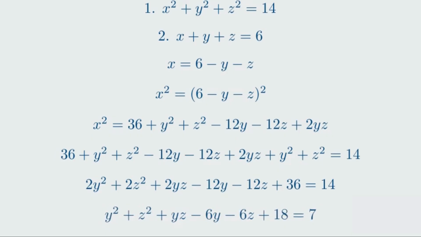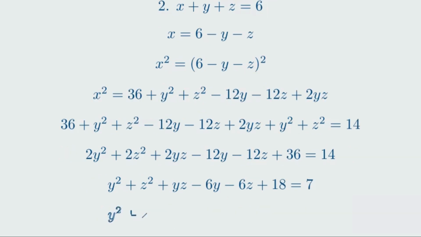Ah, here it is. The mistake was right here. Dividing the right side of 14 by 2 gives 7, not 14. This changes everything. Let's correct it. Subtracting 7 from 18, we get y squared plus z squared plus yz minus 6y minus 6z plus 11 equals 0. This is the same equation as before we spotted the mistake.